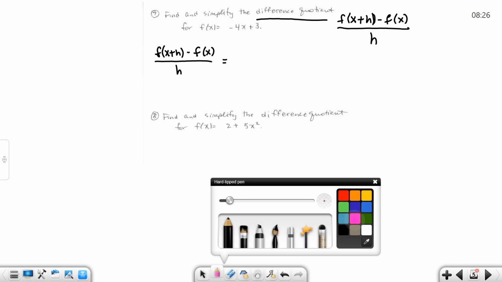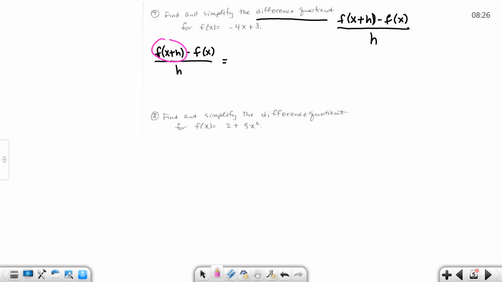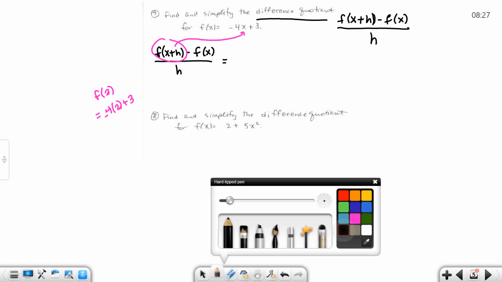First, we've got to work with this part. Now make it easy. If that told us to find f of 2, you would know to go plug 2 in for x and then evaluate. Well, x plus h is just like that too, okay? It just looks different. But we're going to take it and plug it in.